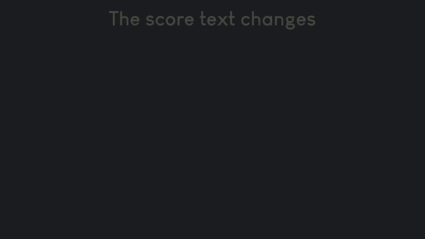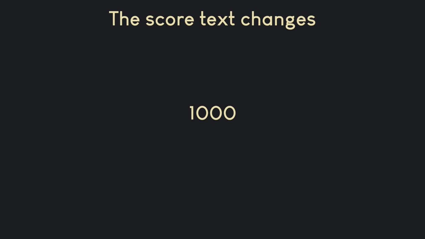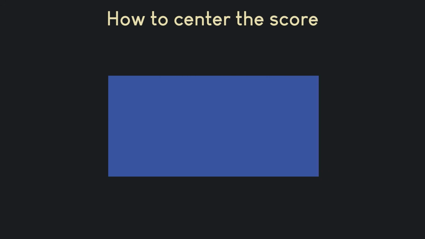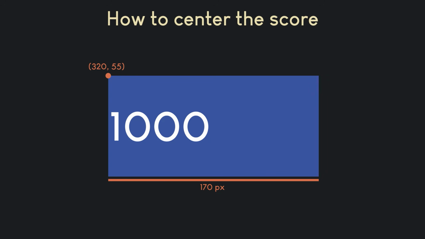The tricky part is how we are going to center it in this rectangle. The score text value won't have the same size all the time. As the score increases and requires more digits, the text width also increases. So, how are we going to center this text in a rectangle? Let's think about it for a moment. We have a rectangle which has a width of 170 pixels and a top left corner positioned at 320, 55. To center the score text inside this rectangle, we must first measure the width of our score text.